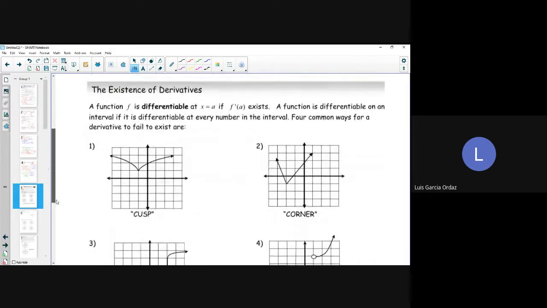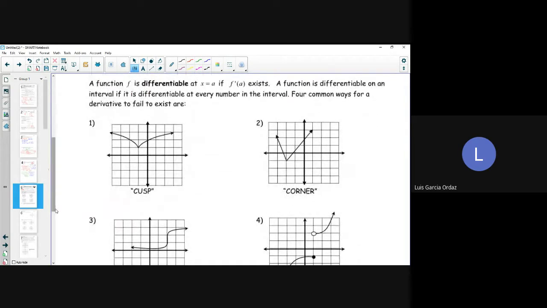A function f is differentiable at x equals a if the derivative f prime of a exists. A function is differentiable on an interval if it is differentiable at every number in the interval. Four common ways for a derivative to fail to exist are this. Okay, so why would we not be able to find the derivative in example number 1?